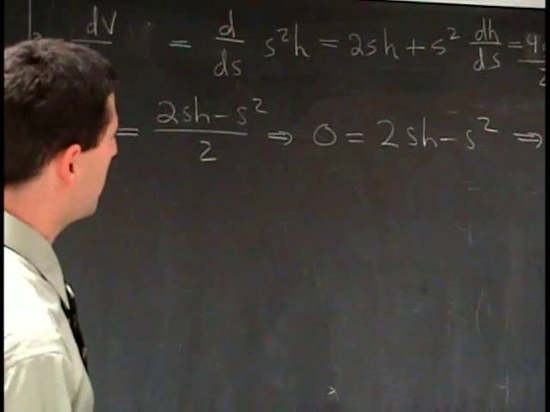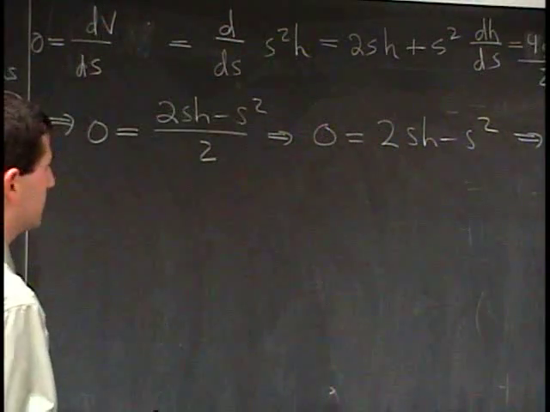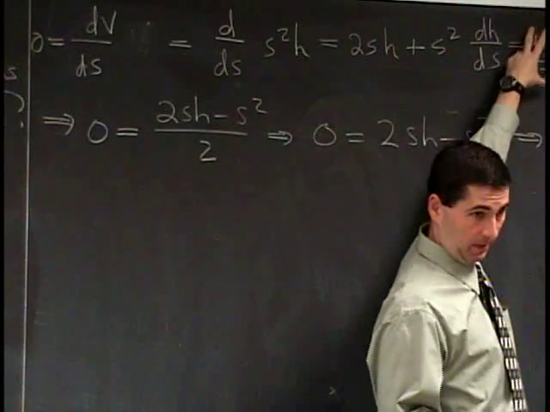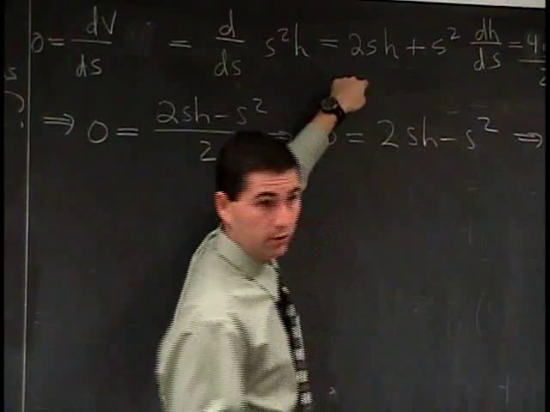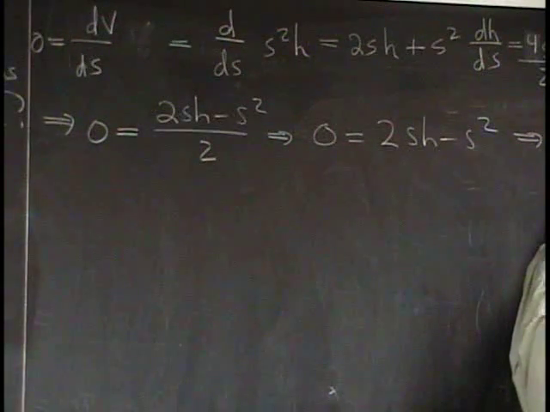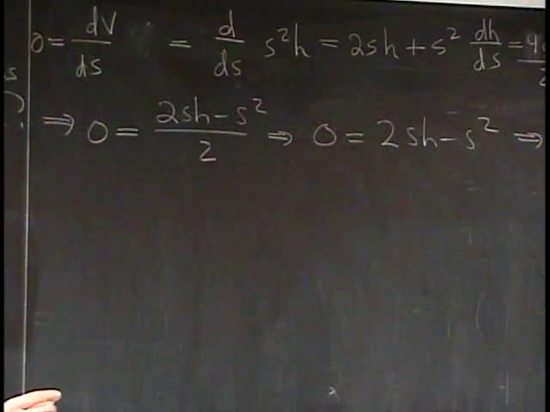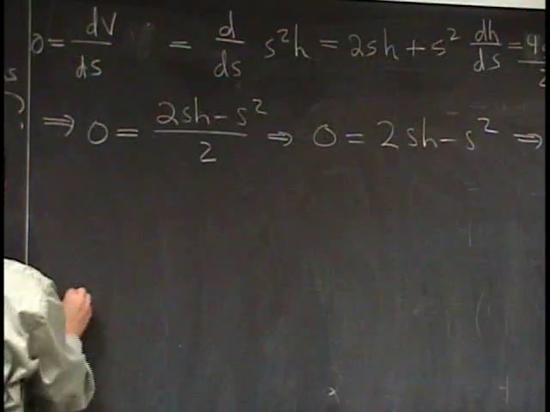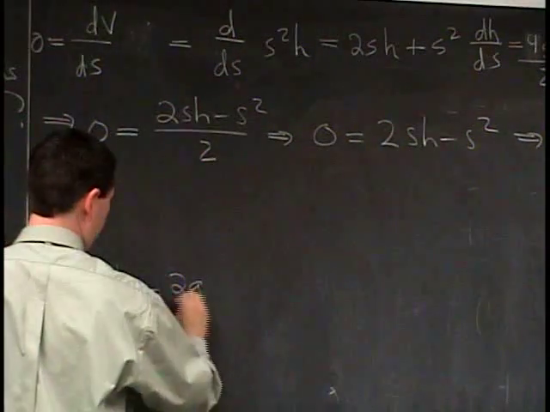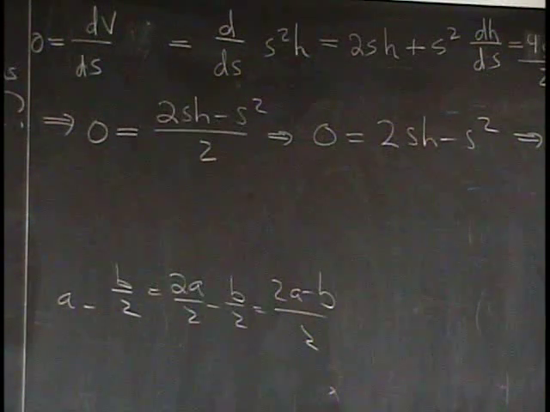On top, where it says S squared H equals 2SH plus S squared dH/dS, how does that equal 4SH over 2? So the 2SH, I can make it 4SH over 2 just by multiplying top and bottom by 2. Top makes it 4, bottom 2. Why would you do that? Because over here I had a fraction over 2, and I wanted to combine these two things into one fraction. Whenever you have something like A minus B over 2, this is undesirable. So you write it as 2A over 2 minus B over 2, which equals (2A minus B) over 2. The same game every time.